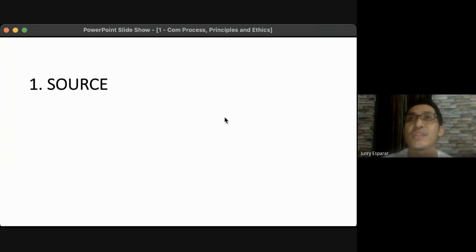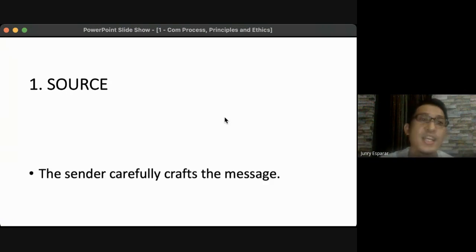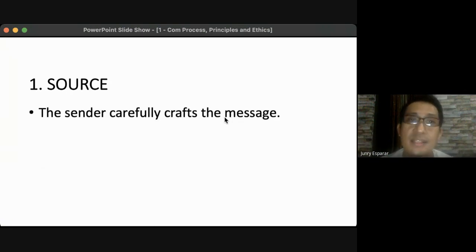Knowing the source is very important in communication. The source is the sender who carefully crafts the message. Your goal in communication is always to make others understand, not to impress someone. If your goal in communicating is to impress someone with your highfalutin, flowery words, then you are not communicating to the person. You are just showing off.